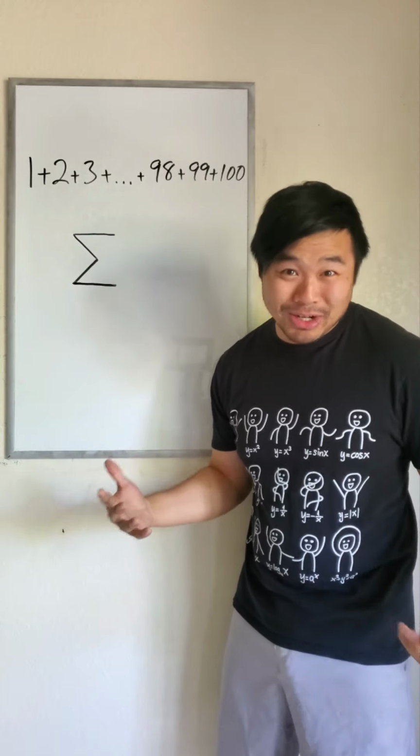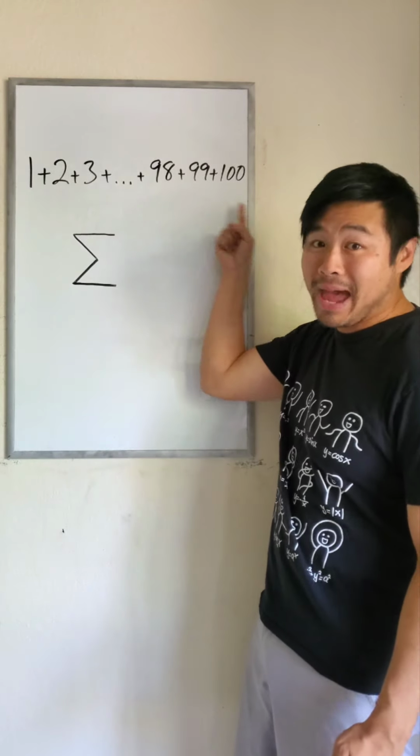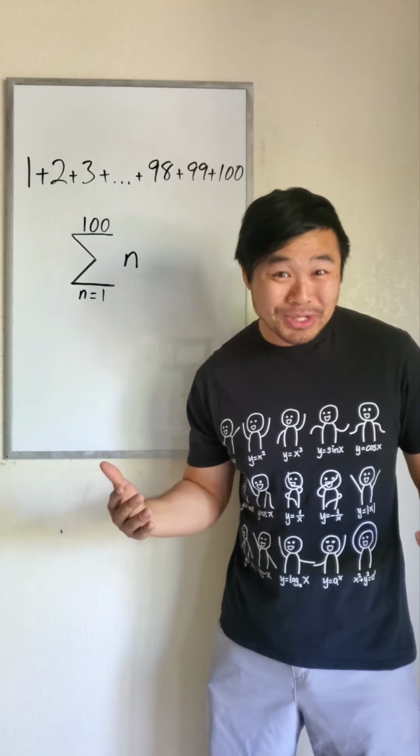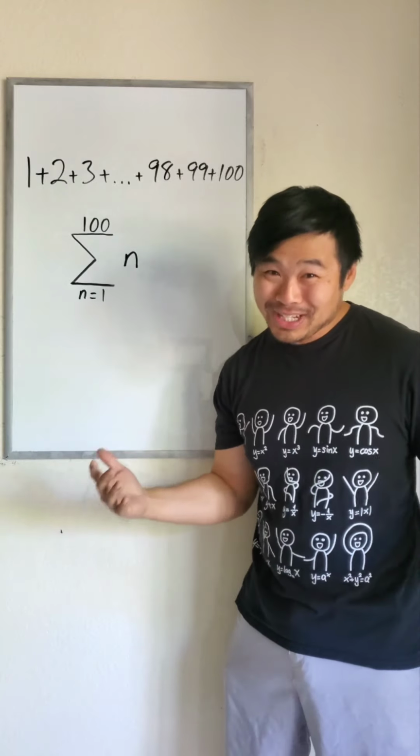Let's talk about sigma notation. If you're tired of writing a sum out where all of the terms follow a pattern, instead of writing it all out like this, we can use sigma notation to condense all of this to this. So here's how we can read this.